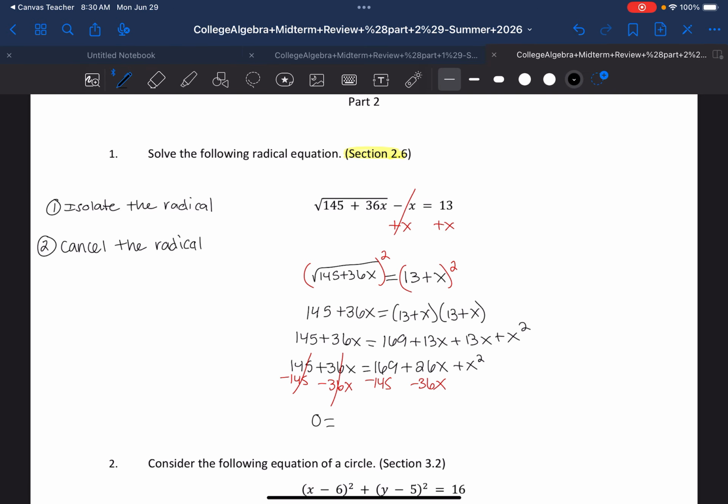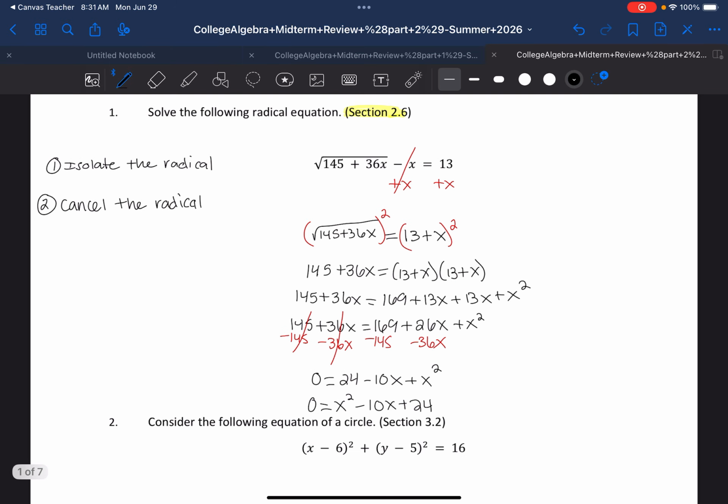169 minus 145 is 24. And 26x minus 36x is negative 10x. And then I'm going to bring down my plus x squared. Now I am going to rewrite this so that my x squared comes first, then my negative 10x, then my positive 24. So it's in that quadratic form.